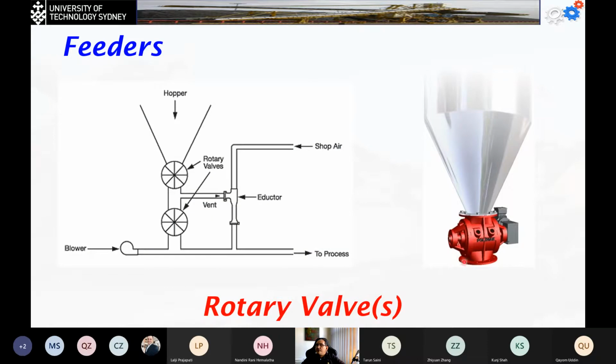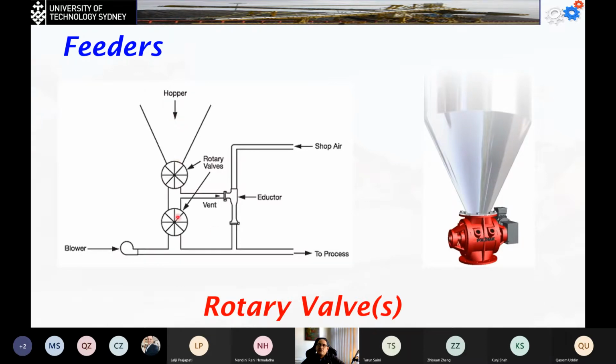Another example for the rotary valve is what we can see here. Now, this type has two rotary valves together. The concept is going to be the same. The most important thing for us is to prevent the air from the blower from pushing the material up in the hopper. Instead of that, it's always going to be in one direction.